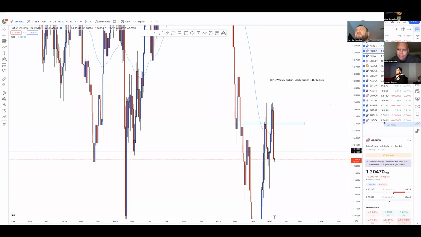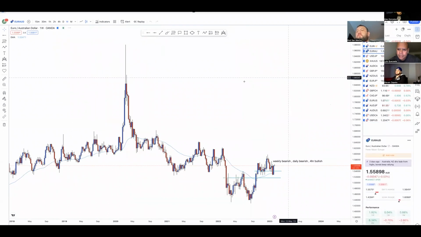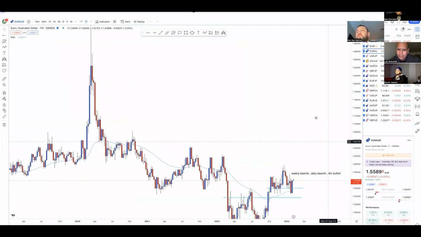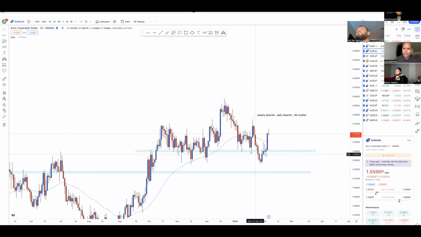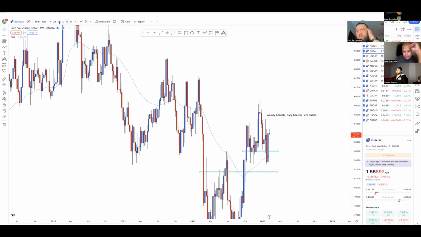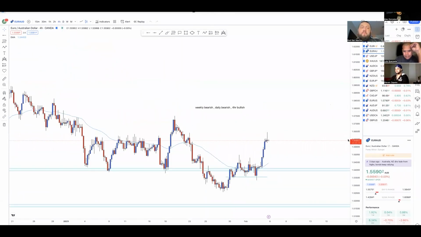So we're going to put it at the bottom. Euro AUD, Euro AUD. I don't even remember. I think Euro AUD, we're probably looking for shorts around here. Oh yeah, so we were looking for shorts on Euro AUD.